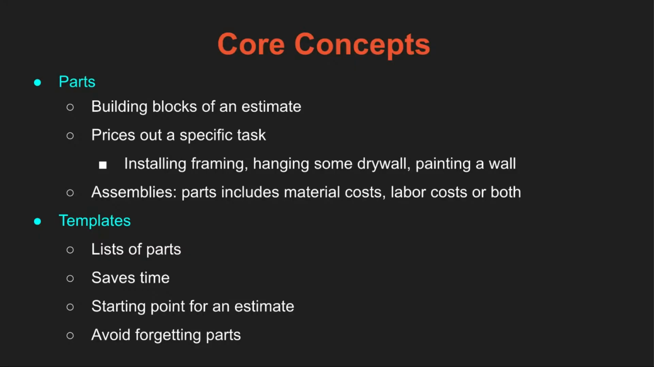Now, parts are line items. They're essentially the building blocks of your estimate. They price out a specific task, like installing some framing, hanging some drywall, painting a wall. Really any individual task in your project that needs to be priced out can be thought of as a part. We offer a library of around 13,000 or so parts that you can use to build your estimates, and they all contain cost data for the task itself: material costs, labor hours, and so on.